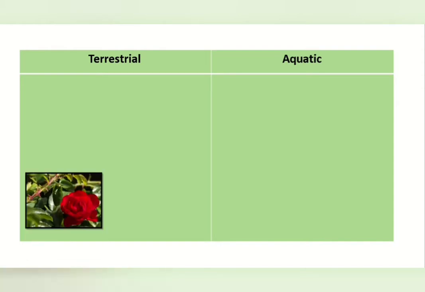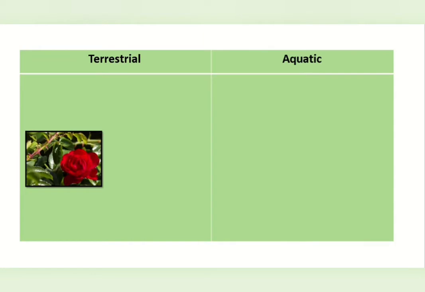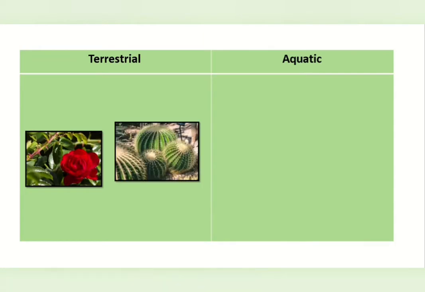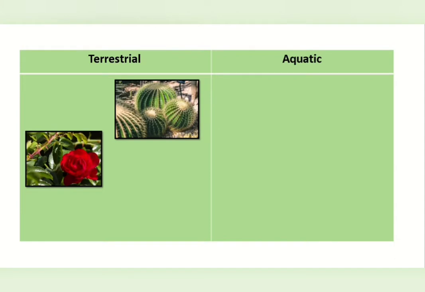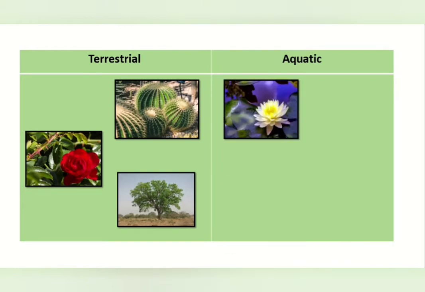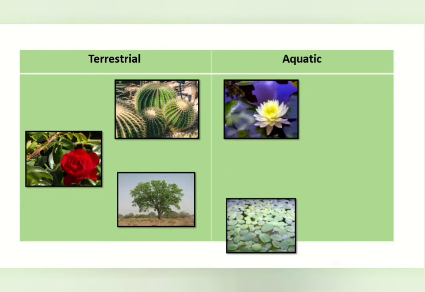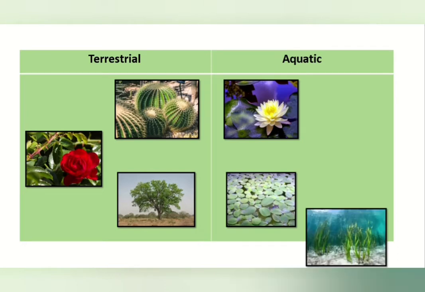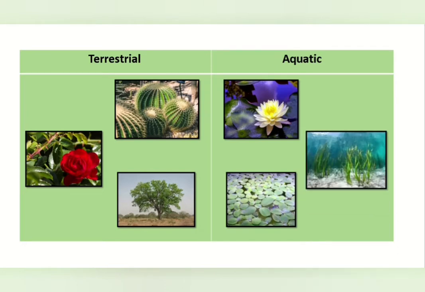Terrestrial and aquatic plants. First, a rose. Another one, cactus. And the mango tree. Those are plants that belong to terrestrial habitat. And how about in the aquatic habitat? We have water lily, water lettuce, and seagrass. Those are under the aquatic habitat.